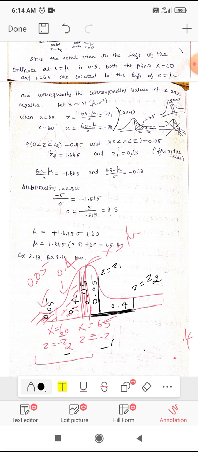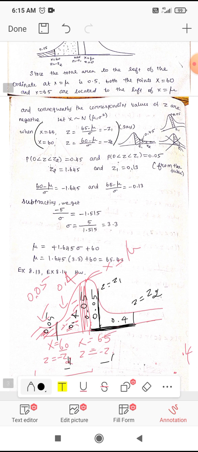This is our assumption. When x is equal to 65, the z value is z1. So when x is 65, z is z1. Now I am going to substitute into the formula: z equal to x minus mu by sigma.